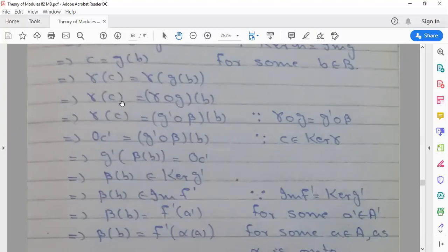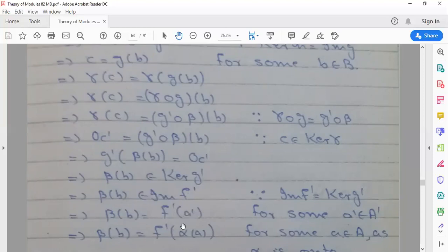After this we get g dash composition beta, because by hypothesis gamma composition g is equal to g dash composition beta, and this we get identity because c belongs to kernel of gamma. So here we get g dash composition beta of b is equal to 0 identity. That means that g dash, we assign beta b to function g dash, the result will be 0 in c dash. That means that this element belongs to kernel of g dash, which is equal to image of f dash, and image of f dash contains such kind of element like f dash a dash.